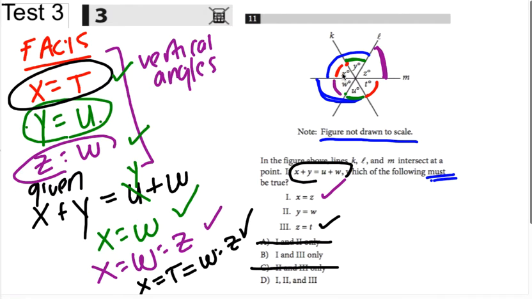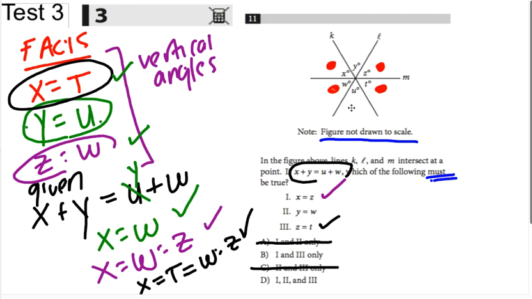So here's what we know. Let's go back and erase this for a sec to show what we know. So we now officially know that x is the same as t. So let me just mark the angles in red that we know. So x is the same as t because they're vertical angles. But we know that x is also the same as z and w. We know those angles are the same, right?